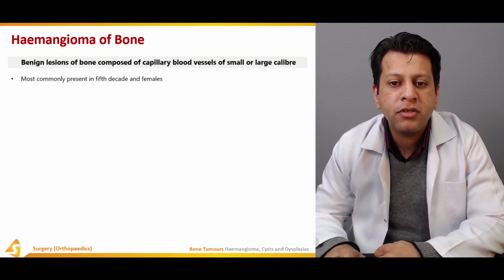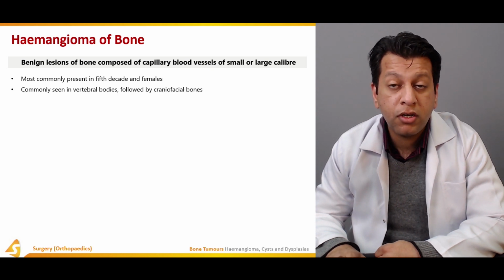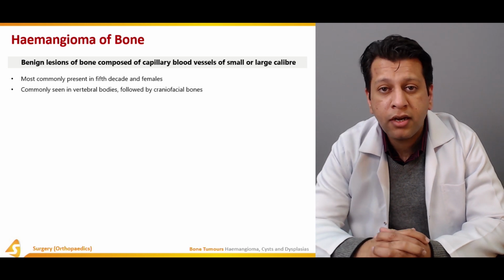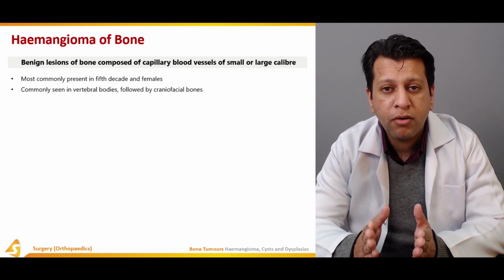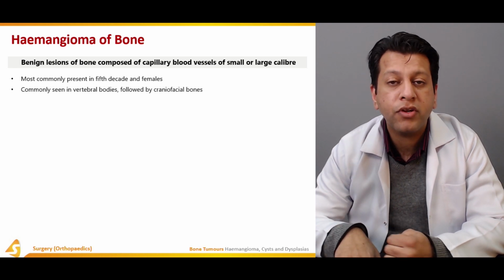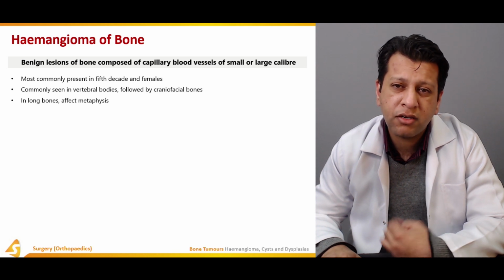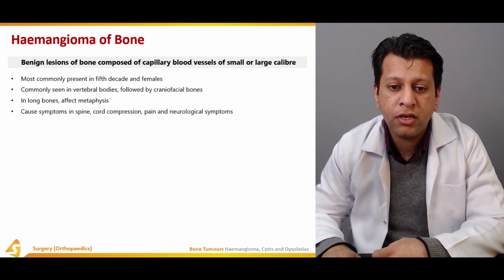It's most commonly present in the fifth decade, and usually it's more common in females. Commonly seen in the vertebral bodies, and it mainly involves the bodies of the vertebra, not the posterior elements, followed by craniofacial bones. In long bones, it affects the metaphysis and can rarely affect the diaphysis as well. It may cause symptoms in the spine.